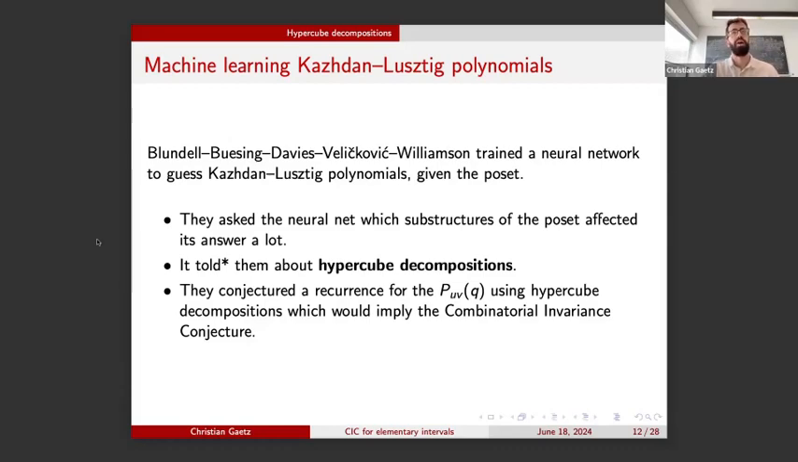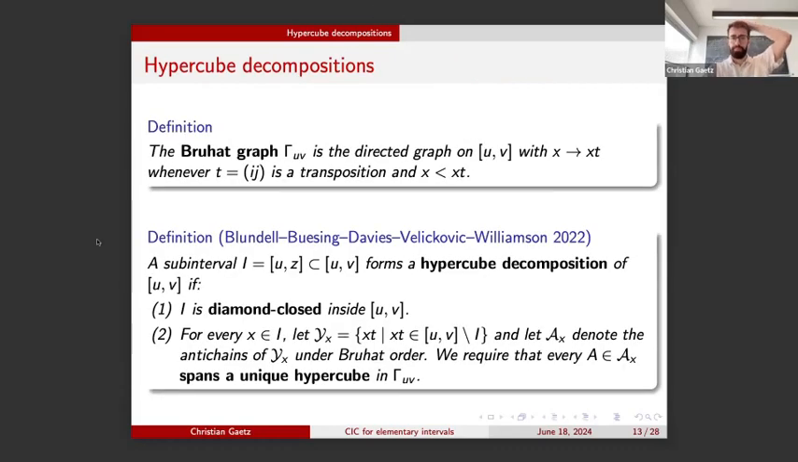All right, so what are these hypercube decompositions? First, I need to tell you about the Bruhat graph. So I'm going to write gamma UV for that. This is the directed graph whose vertices are the elements of the Bruhat interval from U to V. And we have directed edges whenever we have any transposition increasing the length, even those where the length increases by more than 1.